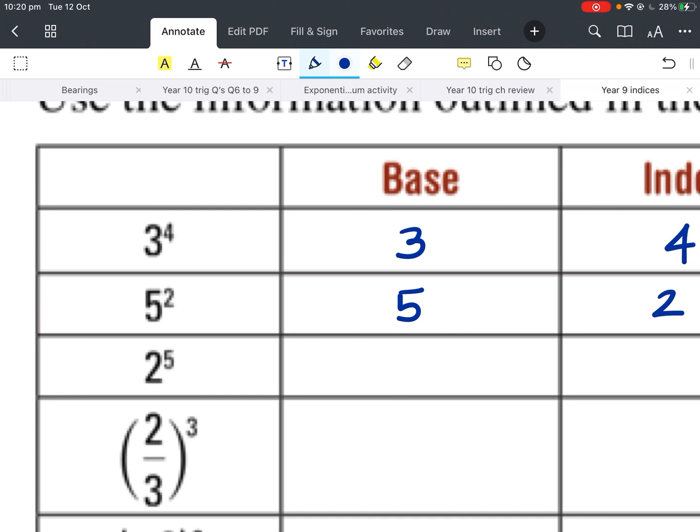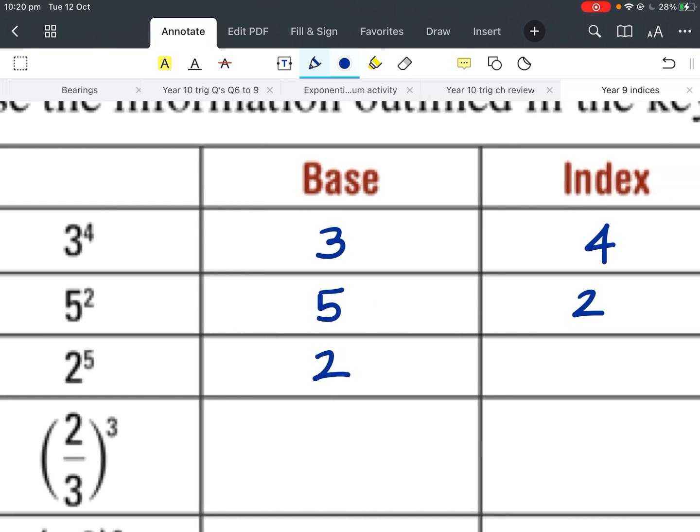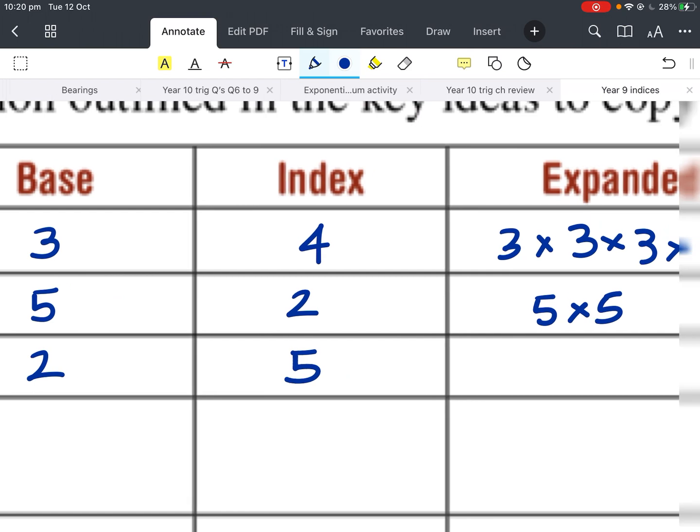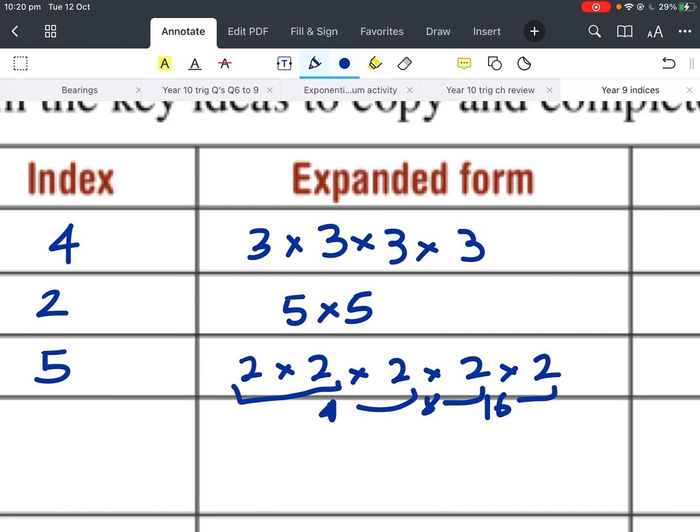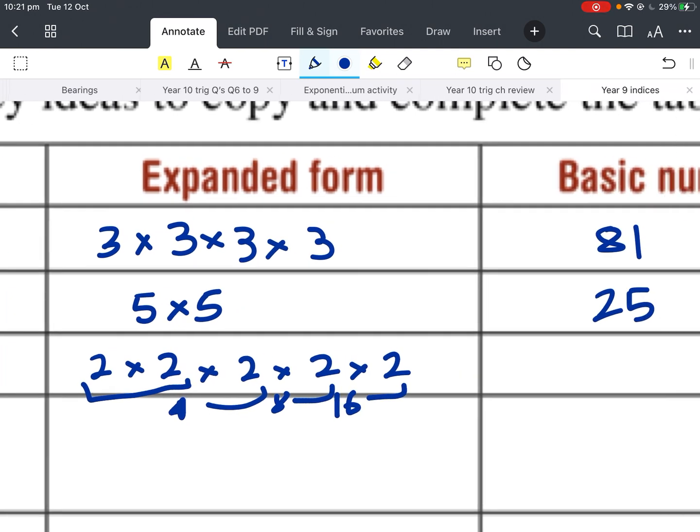Alright, next one. 2 to the power of 5. 2 is the base this time. 5 is the index, so we write the 2 out 5 times this time. Either use your calculator or your head. What's 2 times 2? Hopefully you said 4. So then 4 times 2 is 8. 8 times 2 is 16. And 16 times 2 is 32, isn't it? Check it on our calculator. 2, x to the power of box, 5, equals 32.